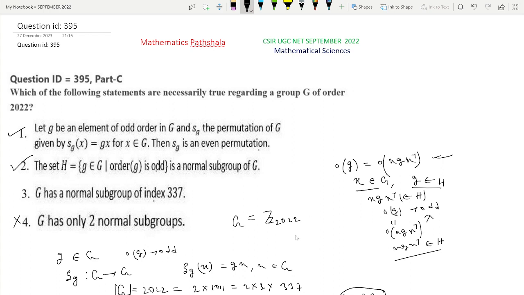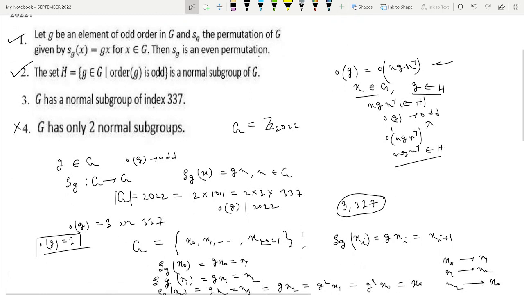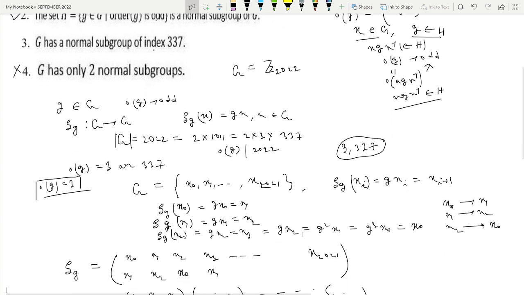Now we will consider option 3. It says that G has a normal subgroup of index 337. We will show that this option is not true in general, and we will show it for the dihedral group D1011, Dn with n equal to 1011, a group of order 2 into 1011, that is 2022, which has no normal subgroup of index 337.